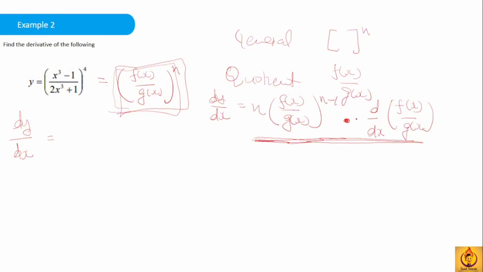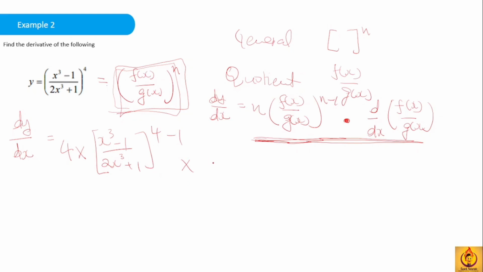This is your answer, basically. As long as you know your rules, you're done. Either way, let's do it practically. So our n here is 4, right? So we bring down that 4. We multiply it by the original, x cubed minus 1 divided by 2x plus 1, all of that to the power 4, we minus 1 from that 4. Multiply. We need the derivative of this entire thing.